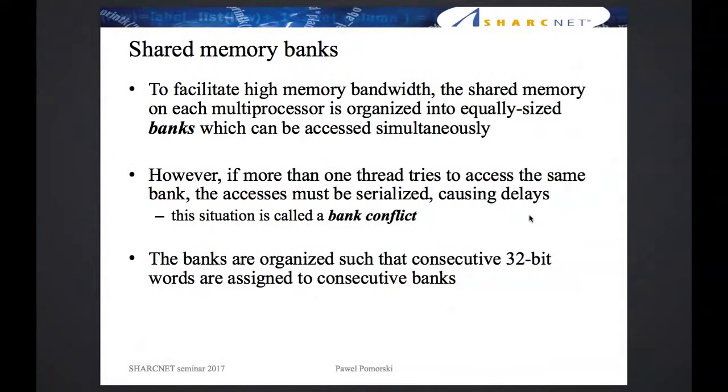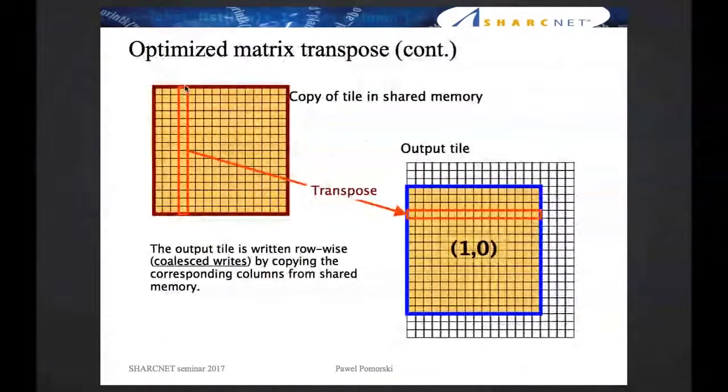But the way we wrote our code, we have a group of threads accessing a column, which actually all lies in the same bank. So it's the worst possible scenario, because every single thread in a warp is hitting the same bank, and that is not a good access pattern.